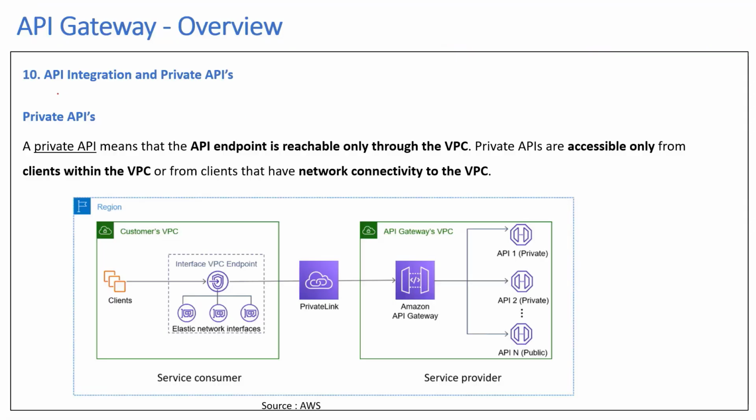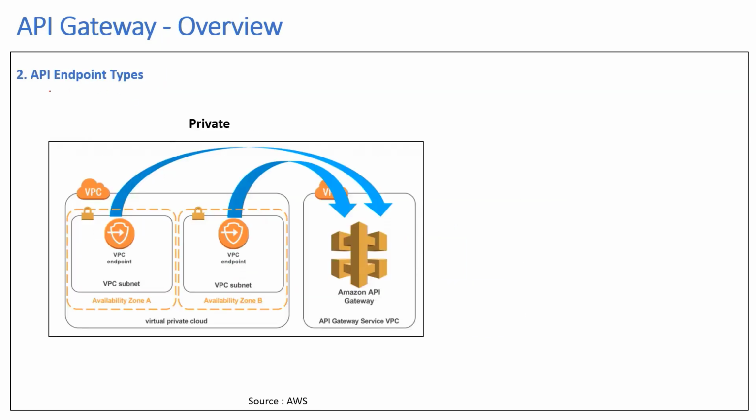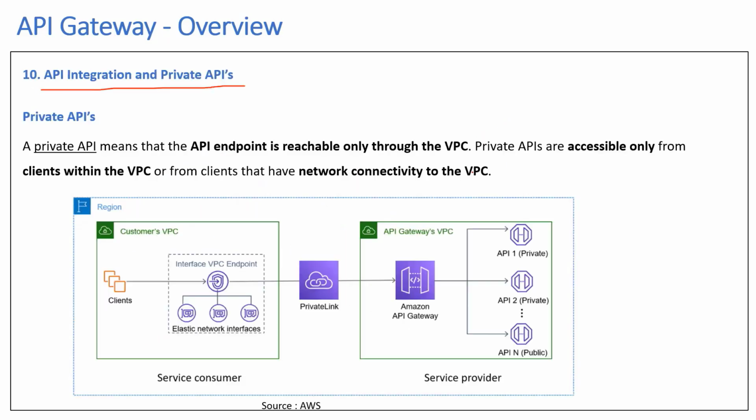Now in this lecture, we're going to learn about API integration and private APIs. This is a fairly advanced concept, but nonetheless, it is used a lot in the enterprise setting. In one of the previous lectures, we had learned about the private API endpoint type, where we said that this Amazon API gateway is only accessible from a VPC and not directly from the internet. So this is the same scenario.